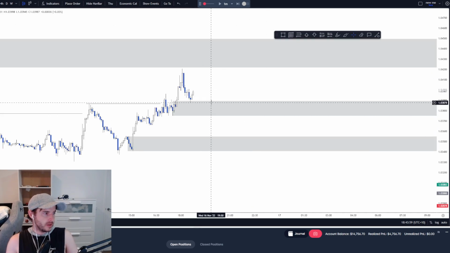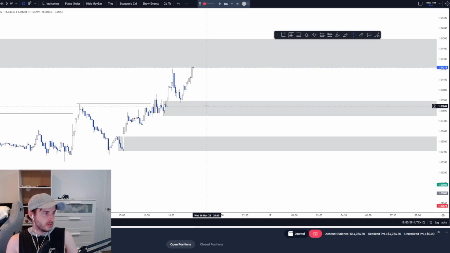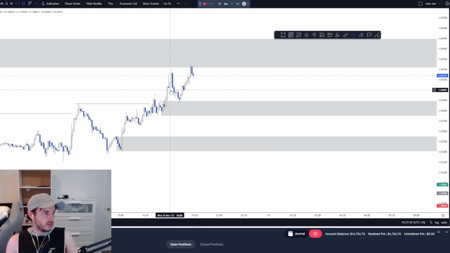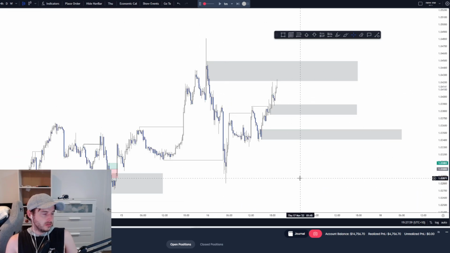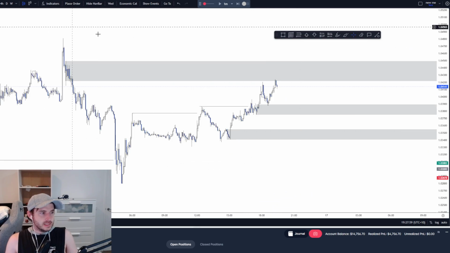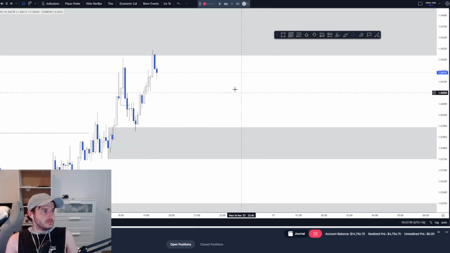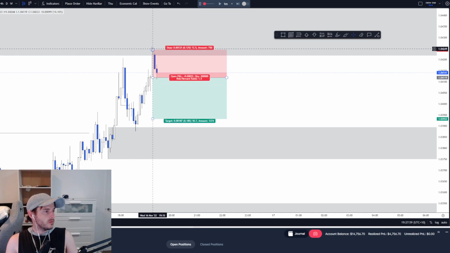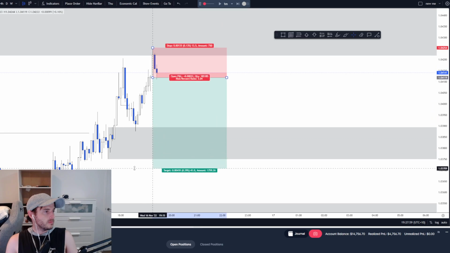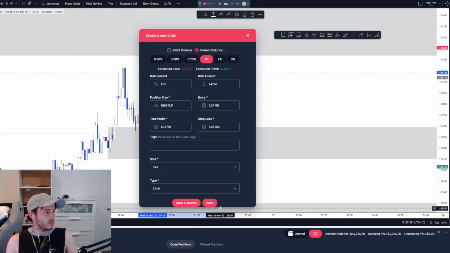No fake break here anyway. Bang, fake break. Boom. Lots of fake break there. So if I was to sell here, that would be technically valid. Technically. Let's do it. Let's do it. 12.5. I just feel like this is going to be a loser. Maybe.